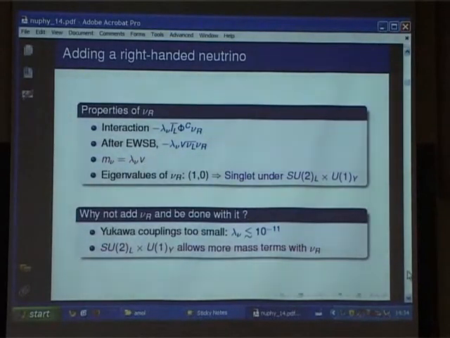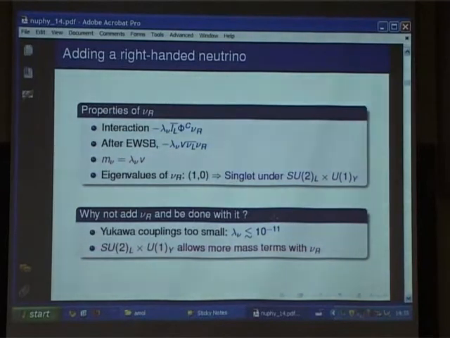The reason we don't stop there is one aesthetic dissatisfaction, which is that if you want to calculate the lambda nu value here by looking at the mass matrices of neutrinos and looking at the value of v and so on, we will find that this lambda nu is of the order of 10 to the power minus 11. This is a very, very small number.